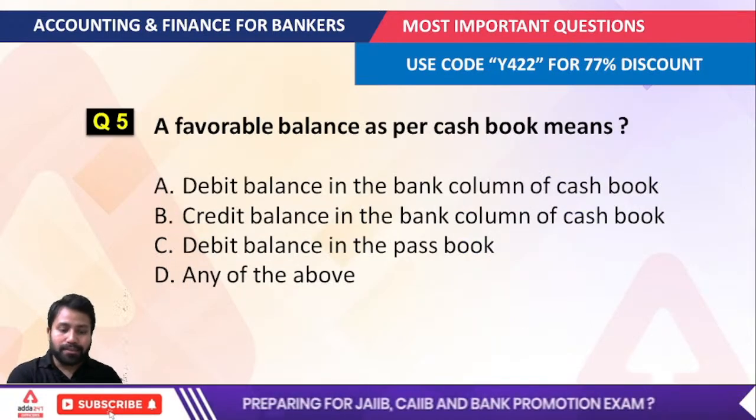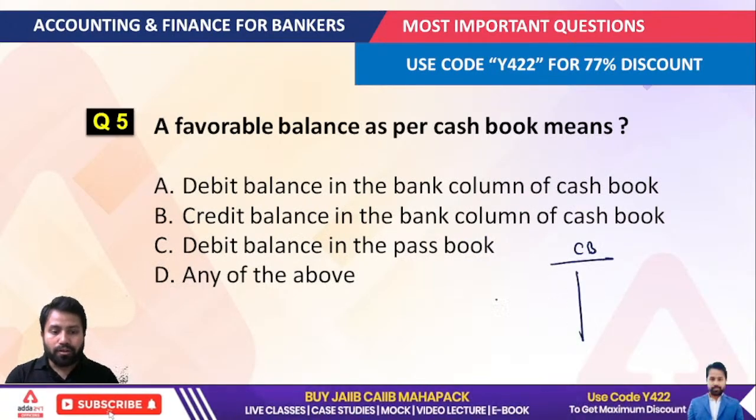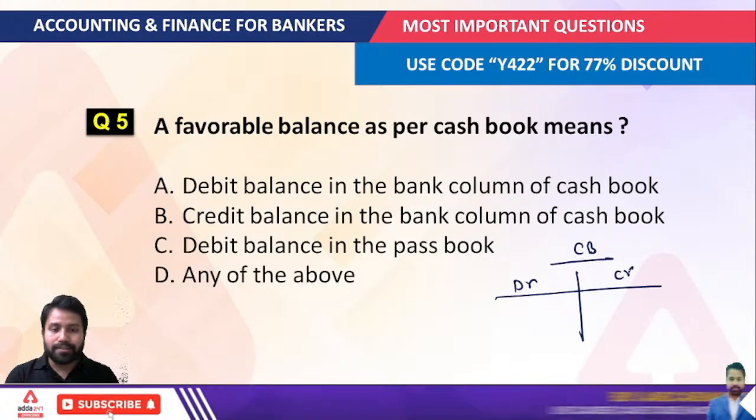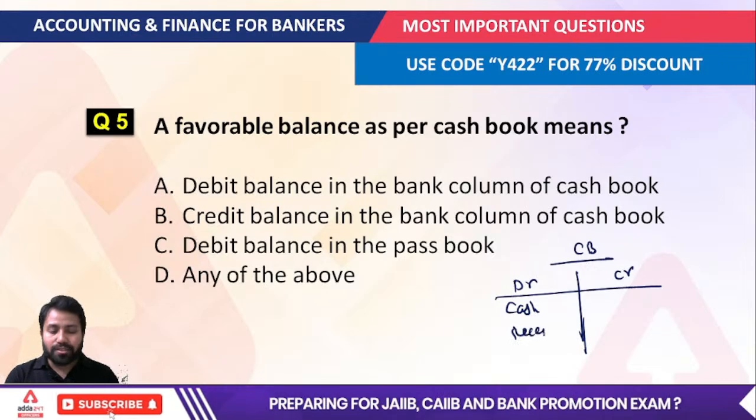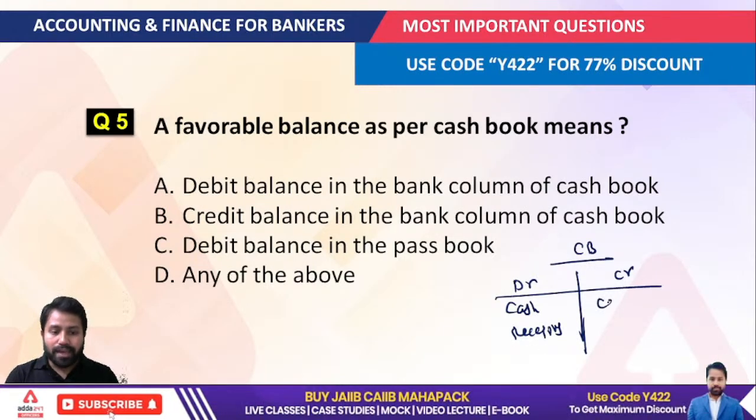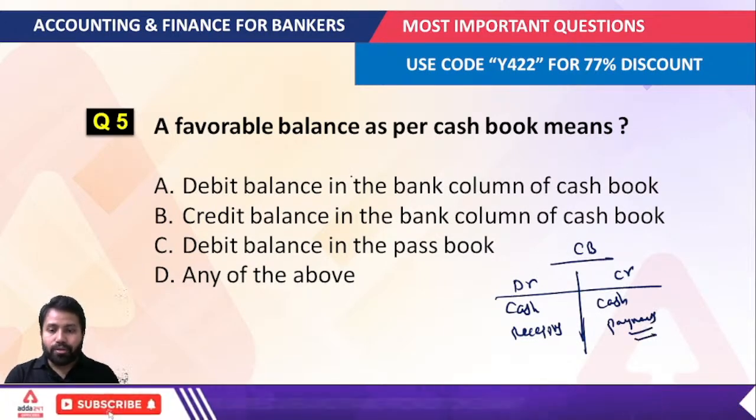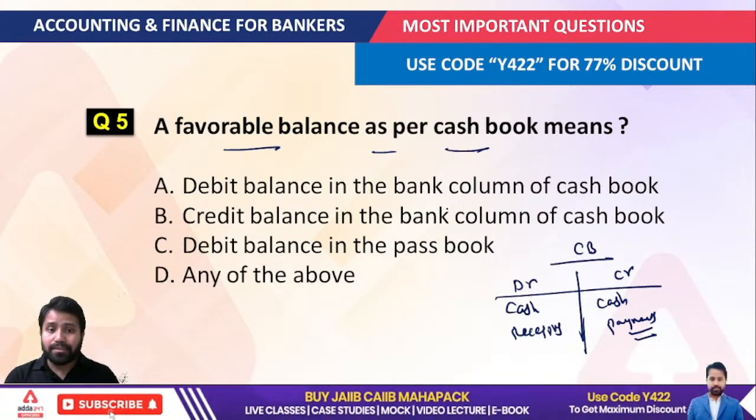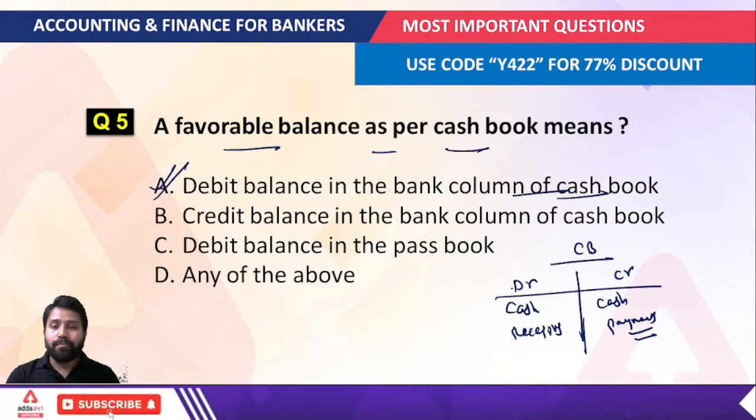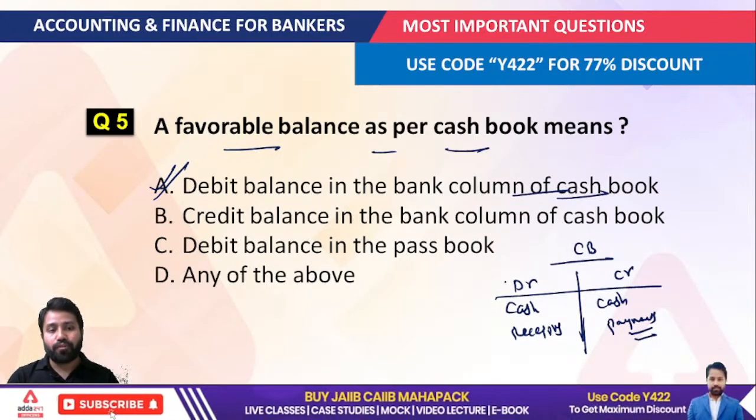A favorable balance as per the cash book means. The very important thing to understand is that in the cash book there are two sides, debit and credit. On the debit side we keep all the cash receipts, while on the credit side we keep all the cash payments. A favorable balance means a debit balance in the bank column of the cash book. This is a very important question from the exam point of view.